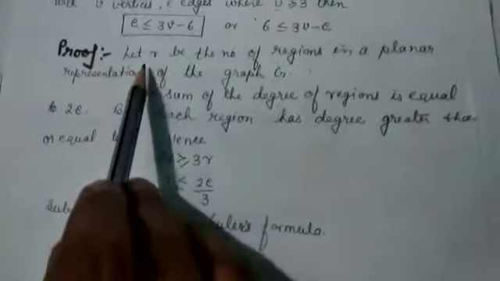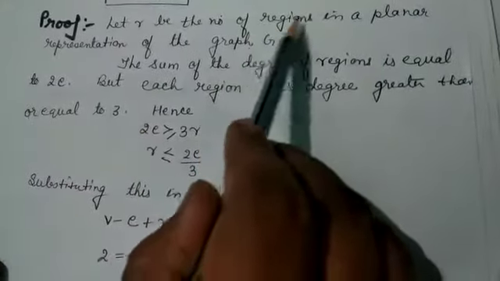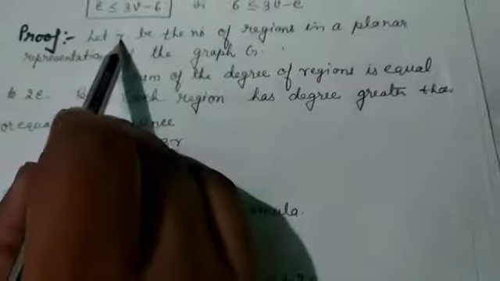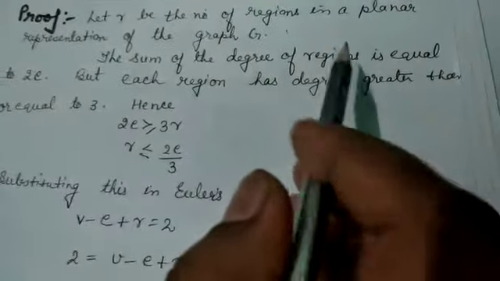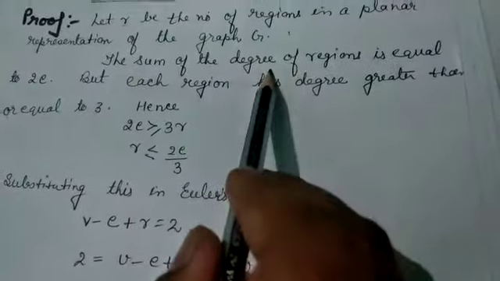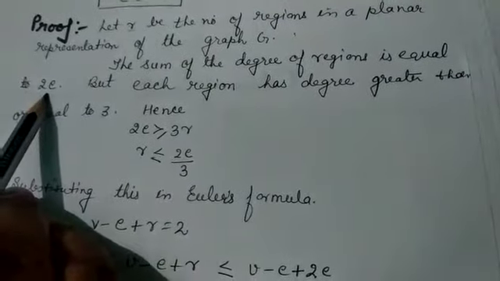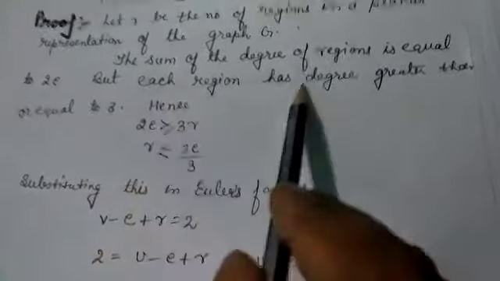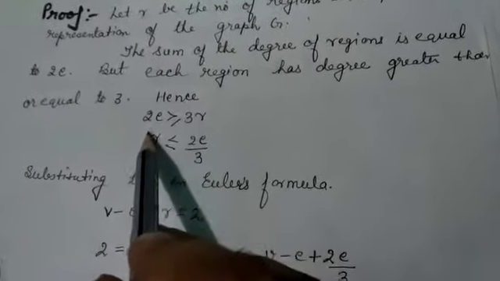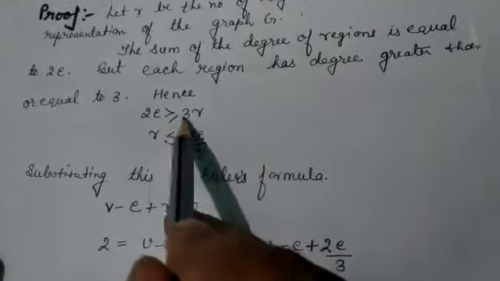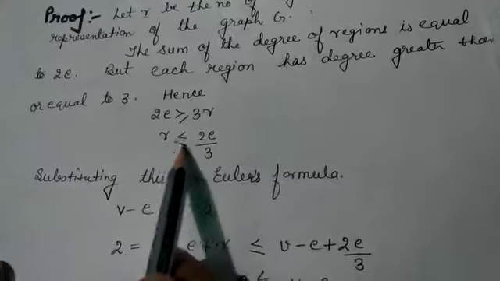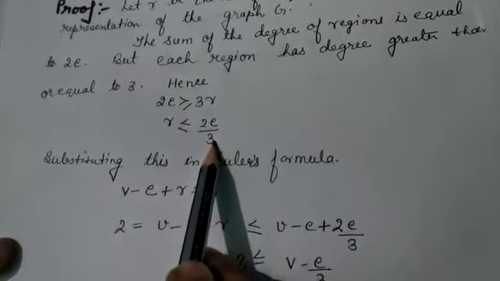So let us start the proof. Let R be the number of regions in a planar representation of the graph G. The sum of the degrees of the regions is equal to twice E. But each region has degree greater than or equal to 3. It is given. Hence, twice E is greater than or equal to 3R. So we can write R is less than or equal to 2E by 3.